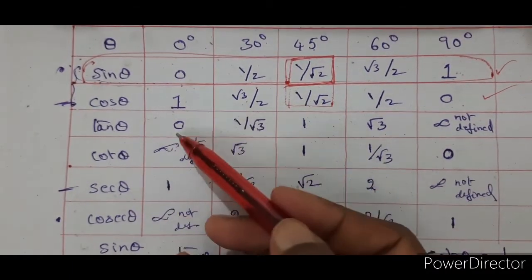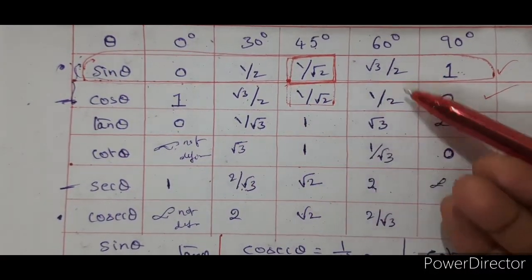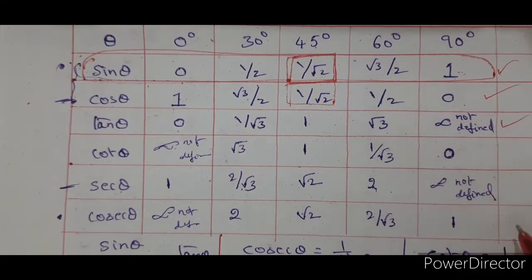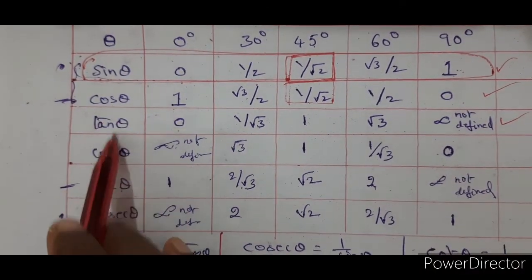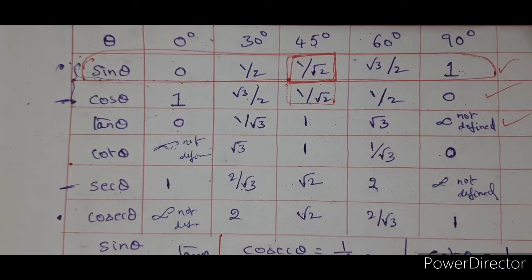Now sine by cos is tan. So you got the tan value also. And once you know sine, cos, tan, you can easily find out cot, secant and cosecant. So I vote for this method rather than the finger folding method. Better you remember these 5 values, that is enough.